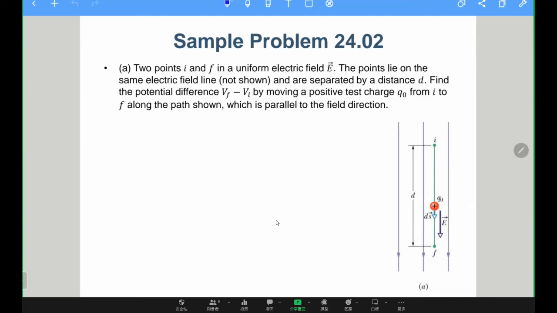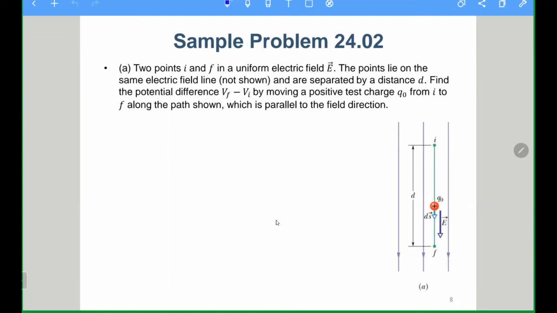We have a sample problem. It says two points I and F are in a uniform electric field. The points lie on the same electric field line and are separated by a distance d. Find the potential difference VF minus VI by moving a positive test charge Q0 from I to F along the path shown, which is parallel to the field direction.